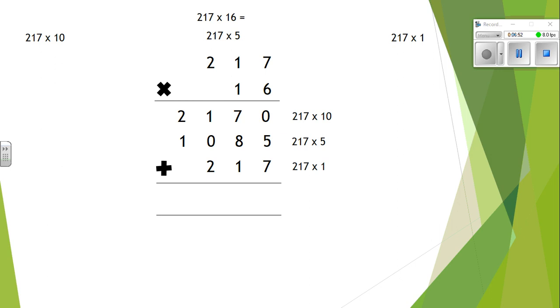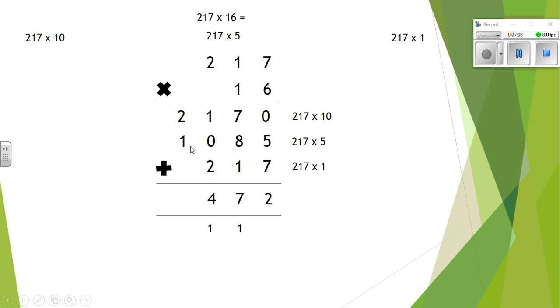So 5 add 7, we know is 12. So 1 in our tens, 2 in our units. 7 add 8 is 15. Add the 1 is 16. Add another 1 is 17. So you've got 1 in 100, 7 in our tens. Then we've got 200 and 100 is 300. Add that 1, that makes it 400.